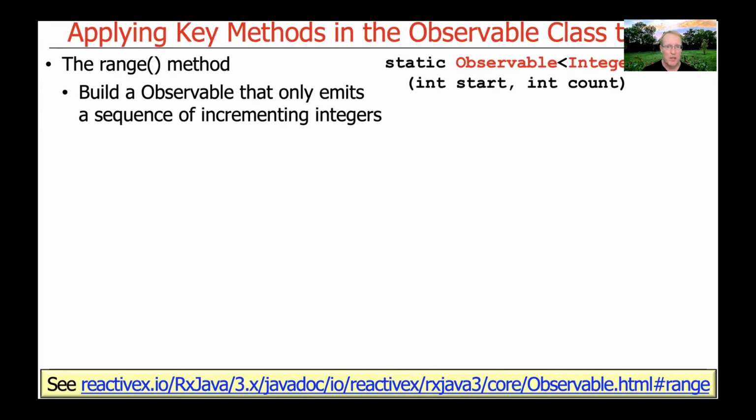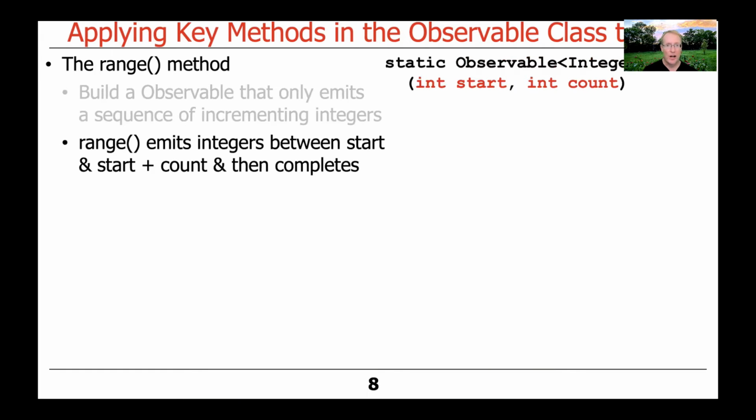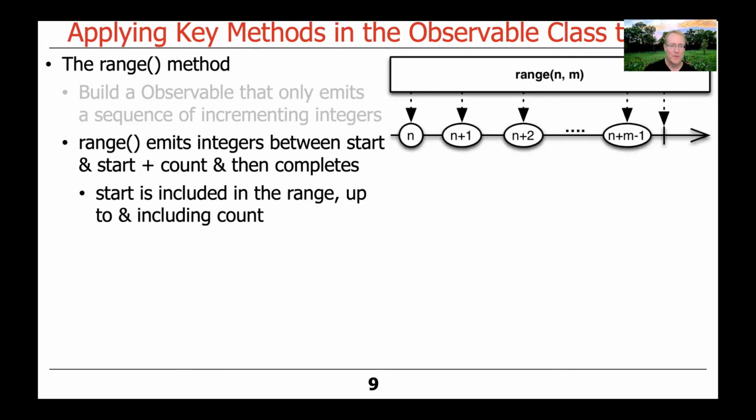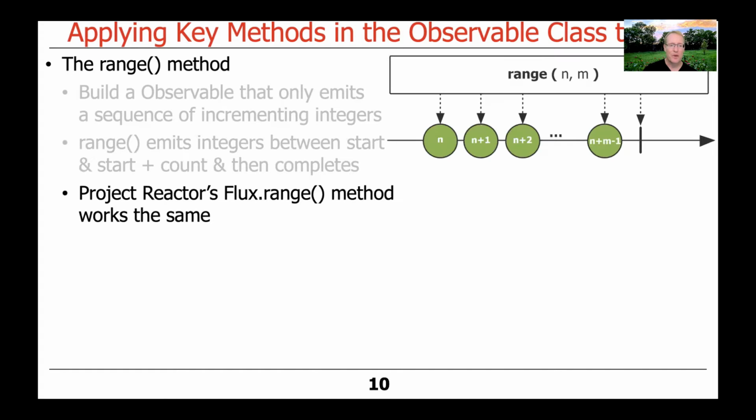The range method will be used to build an observable that only emits a sequence of incrementing integers. And those integers will start at start, and they will go up to count number of those things. So let's say start is 1 and count is 10. It'll go 1, 2, 3, 4, 5, 6, 7, 8, 9, 10. It'll be 10 numbers starting at start. So start is included in the range, and however many things count is will also be included as well.